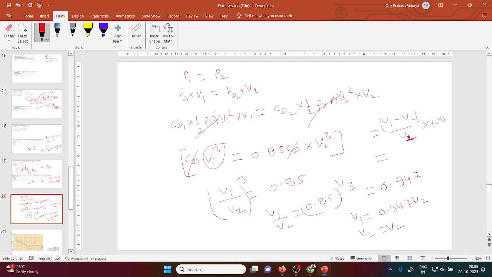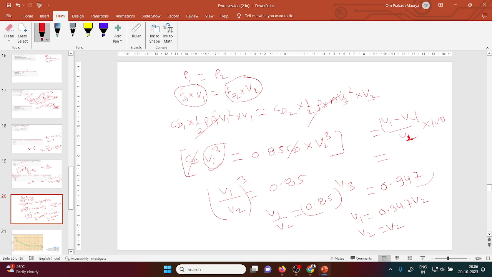Now the power formula is force into velocity, right? So your drag force into velocity. In the first case V1, and in the second V2. The formula of drag force is CD half rho A V square. So V1 square, or V1 already here, so V1 cube. Here 0.85 CD and V2 square, and V2 becomes V2 cube. So from here, V1 by V2 is equal to 0.85 power 1 by 3. You will get these things.